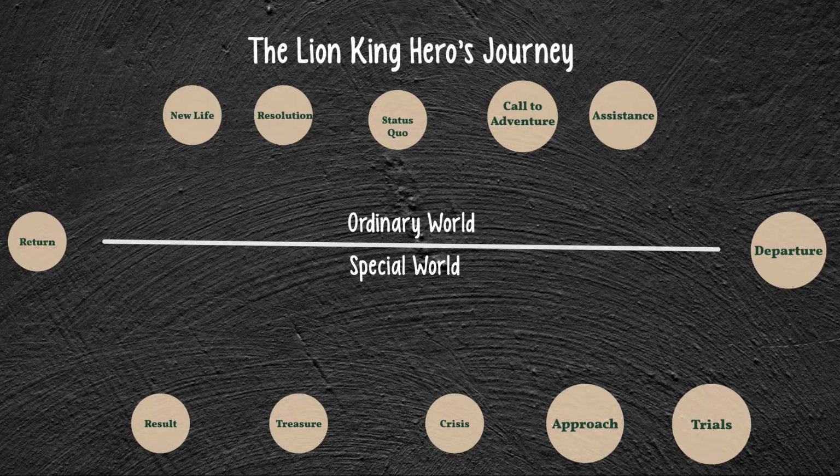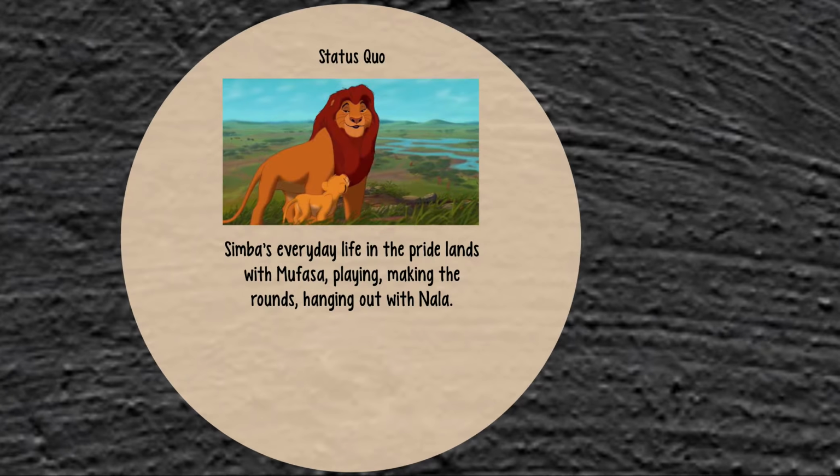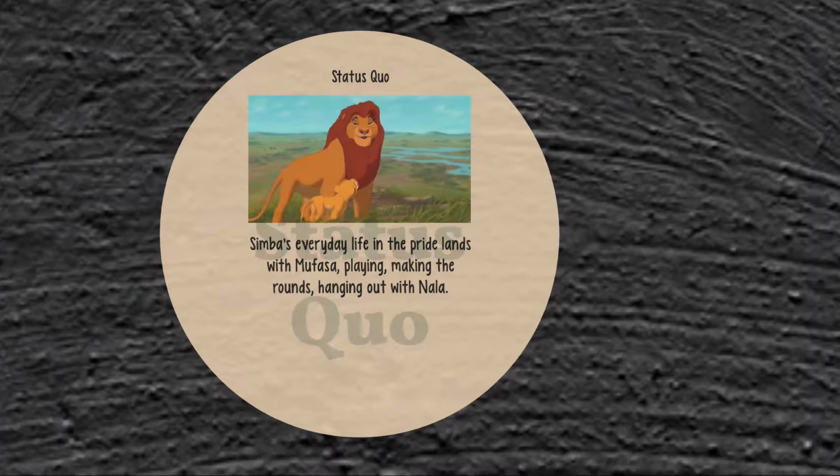So, in the Lion King, our status quo is Simba's everyday life in the Pride Lands with Mufasa. He's playing, he's making the rounds, he's hanging out with Nala. He's your everyday spoiled brat prince kid, and that's his everyday, that's his status quo.